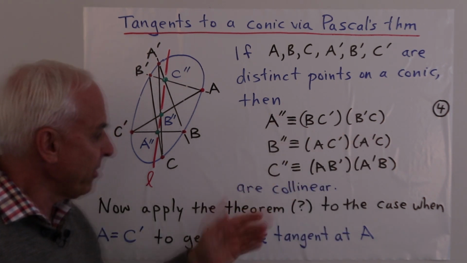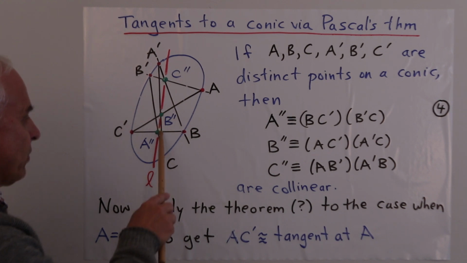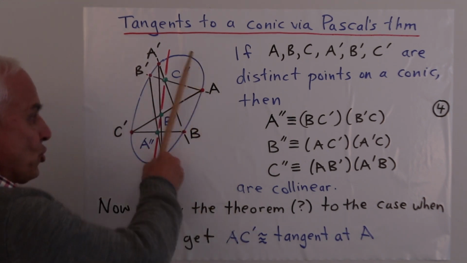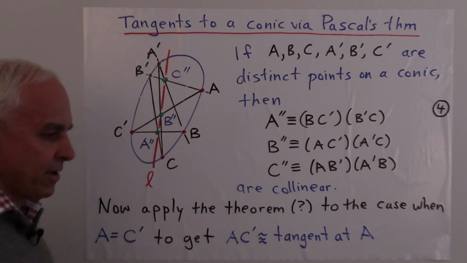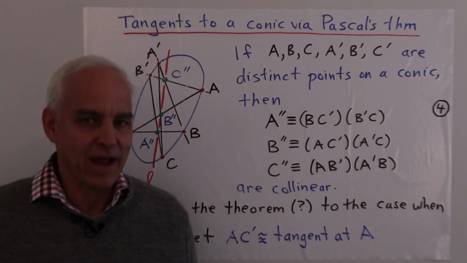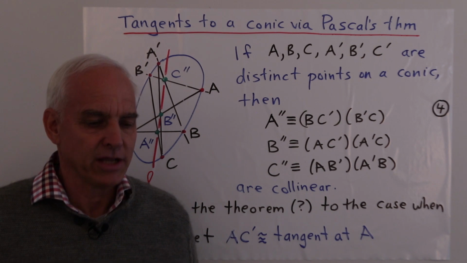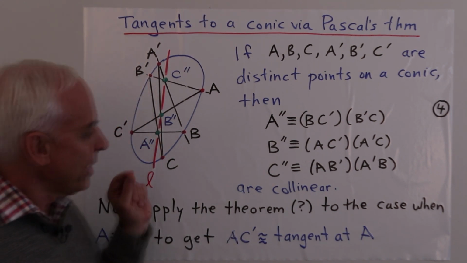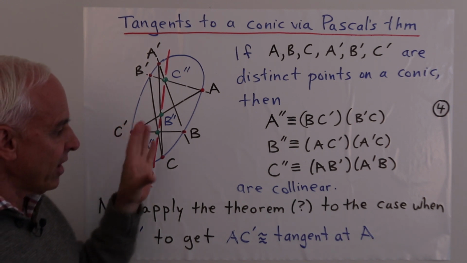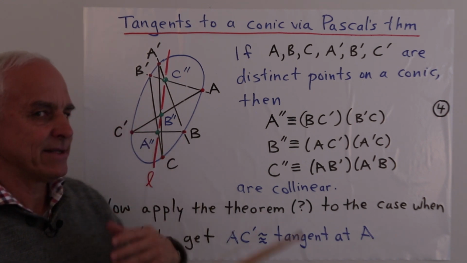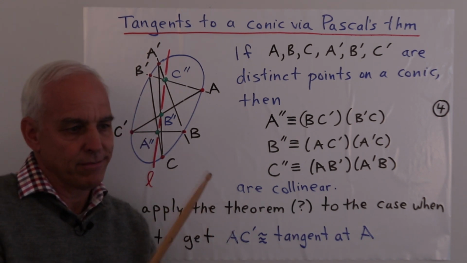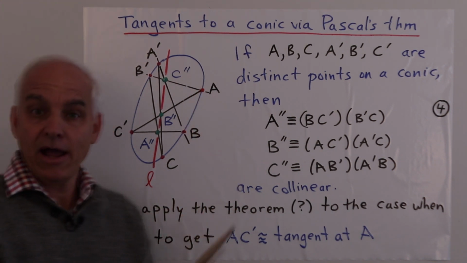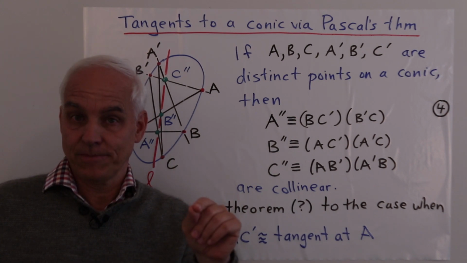Okay, and the theorem is that these 3 points that we so construct, A double prime, B double prime, and C double prime, are always collinear. A very beautiful fact of conics, and actually a very powerful fact. And in particular, it was then realized that this theorem, when we look at the special degenerate case when 2 of the points coincide, actually yields tangents.